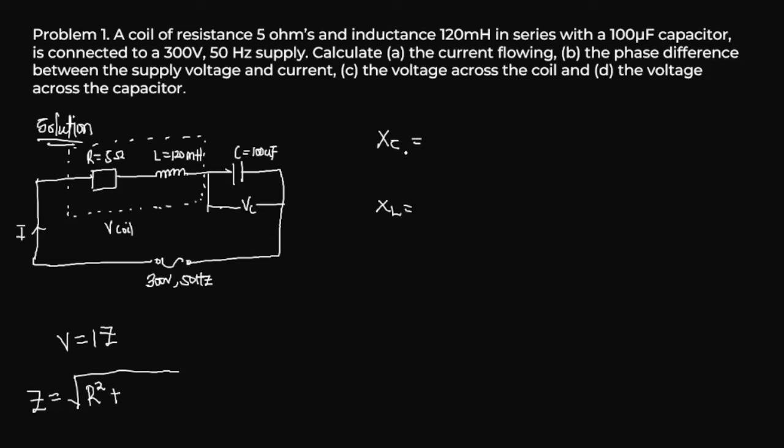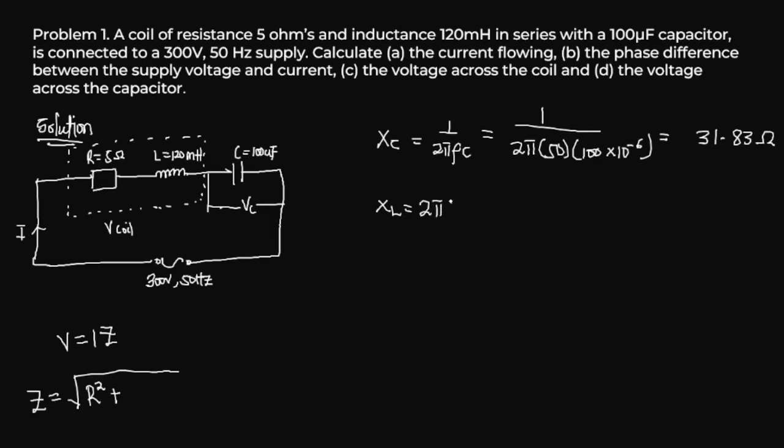Our capacitive reactance is 1 over 2 pi FC. So it is equal to 1 over 2 pi, our frequency is 50 hertz, so 50 multiplied by our capacitance of 100 microfarad, which is 100 times 10 raised to the power negative 6. If I compute this in my calculator, XC, or our capacitive reactance, is equal to 31.83 ohms.